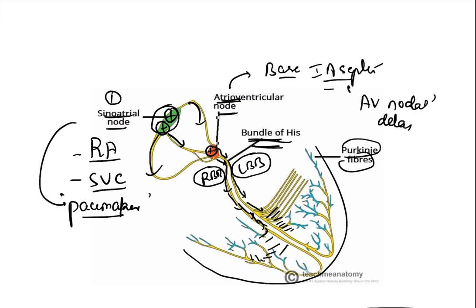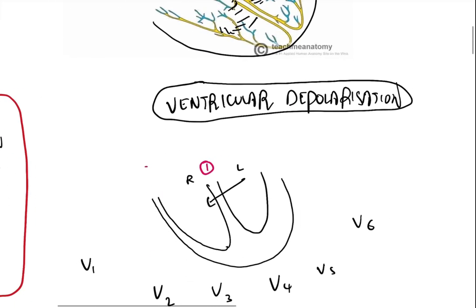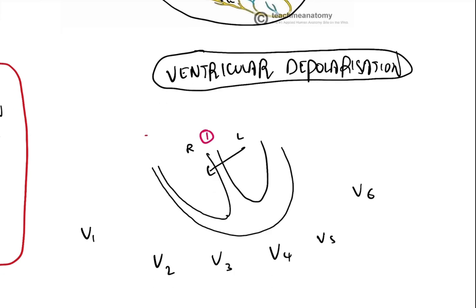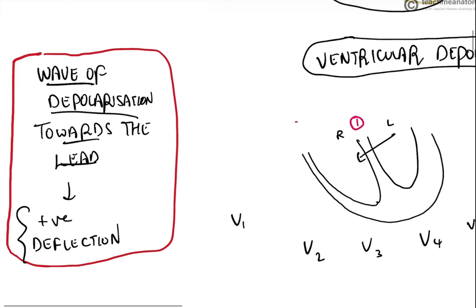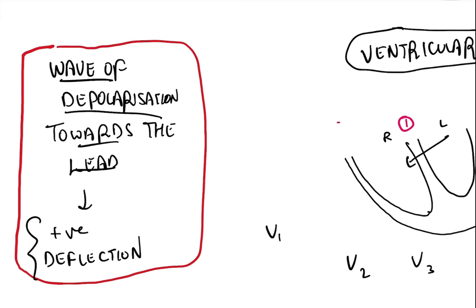Having understood the basic physiology of the conduction system of the heart, we'll move on to the phases of ventricular depolarization. Before that, we'll learn a very important rule to understand the basic concept of any form of ECG. It says that if there's any wave of depolarization towards a particular lead, there's always a positive deflection. It's a basic rule.